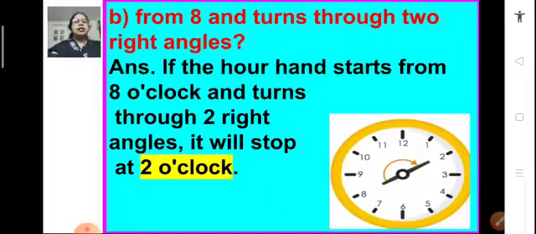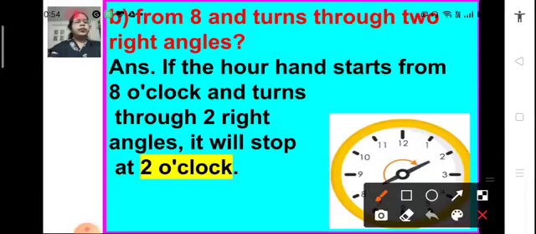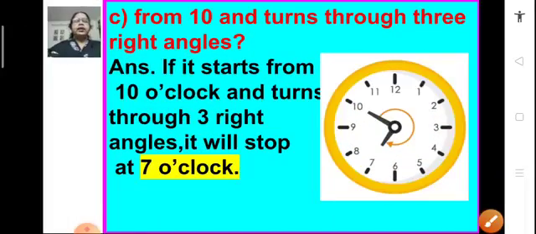B, if it starts at 8 and turns through two right angles. Two right angles means a 180-degree angle, which is a straight line. So where would it reach? Just opposite to 8, 2 is shown here, a straight angle. So the clock will show 2 o'clock. Okay, it will show 2 when it moves through a 180-degree angle.